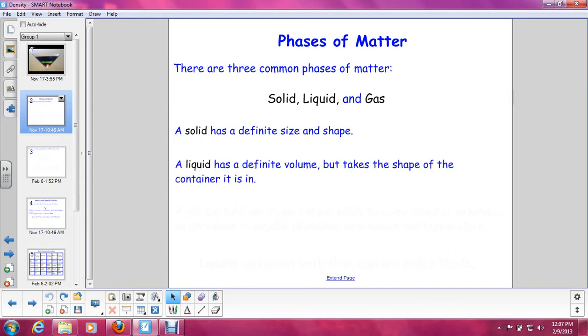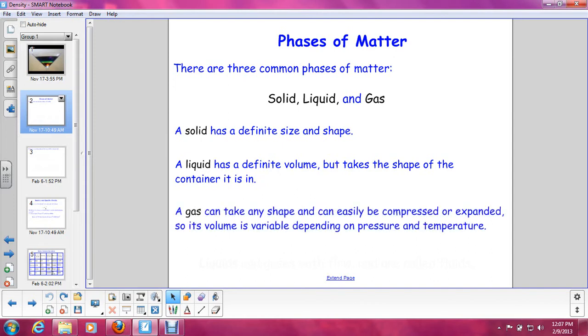A liquid has definite volume, but takes the shape of a container that it's in. So an example of a liquid is hot tea. It will take the shape of whatever cup that it's in, or mug or teapot, but you can never change the volume. And a gas can take any shape and easily be compressed or expanded, so its volume varies depending on pressure and temperature.